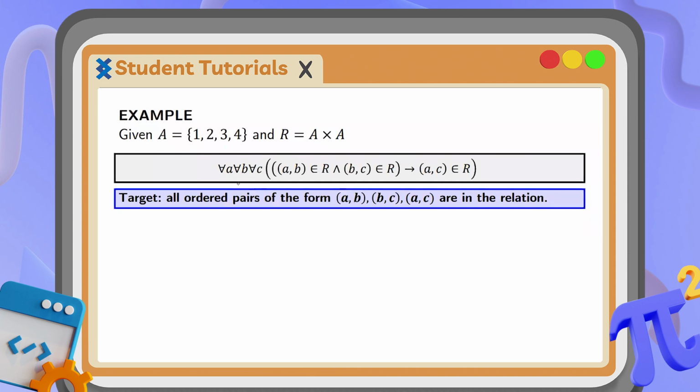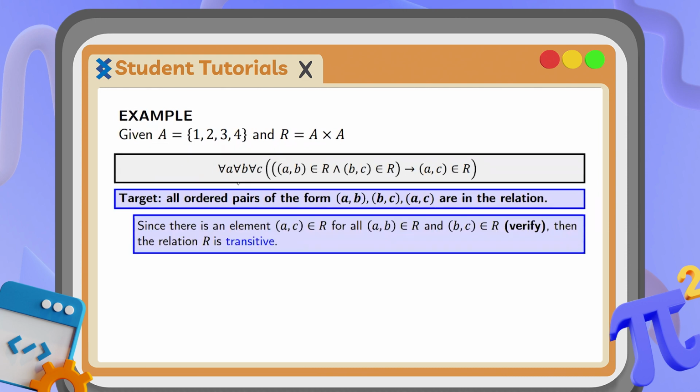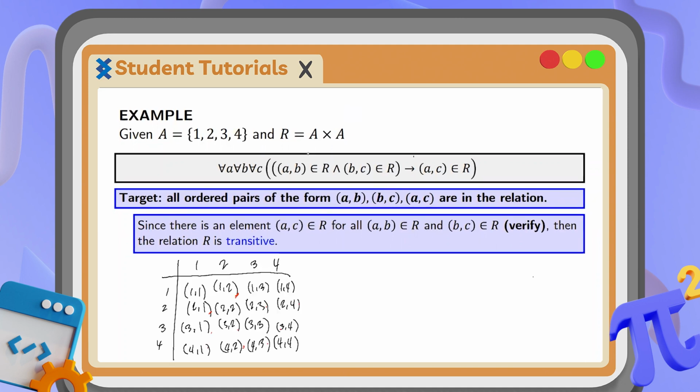So, given this example, again, our target is that all ordered pairs of the form (a, b), (b, c), and (a, c) are also in the relation. Since there is an element (a, c) in the relation for all (a, b) in R and (b, c) in R, then the relation R is transitive. So going back to the same table that we have over here, let's try some pairs to find out whether something is transitive or not.